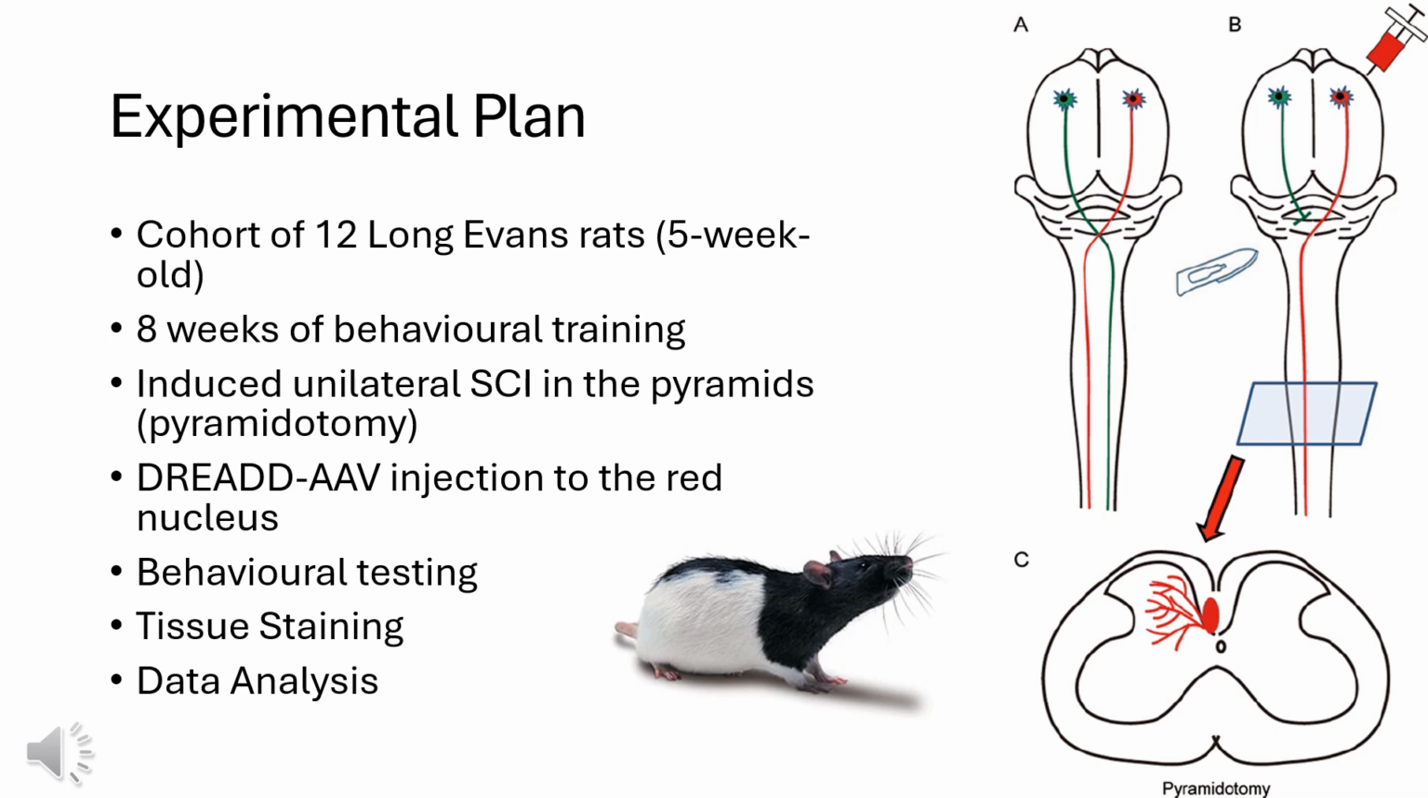A DREADD AAV injection surgery, which will be explained better later, is necessary to allow for selective drug-induced silencing of the remaining contralateral rubrospinal tract. Two groups of rats will be formed, where one group receives the silencing drug while the other one receives the saline control. After sufficient recovery post both surgeries, measured behavioral testing will occur before euthanasia of the animals. Finally, tissue will be stained for axonal and neuronal markers and data will be analyzed.